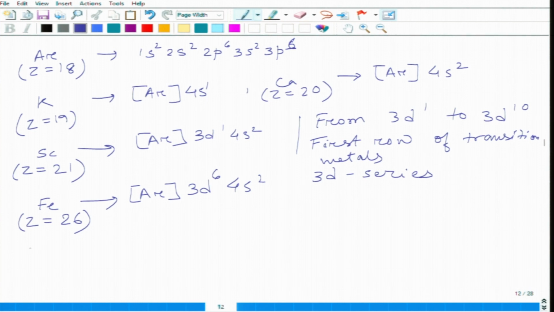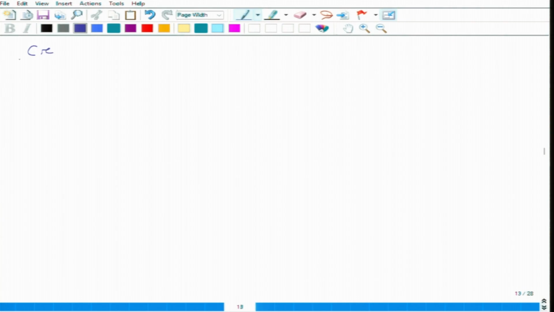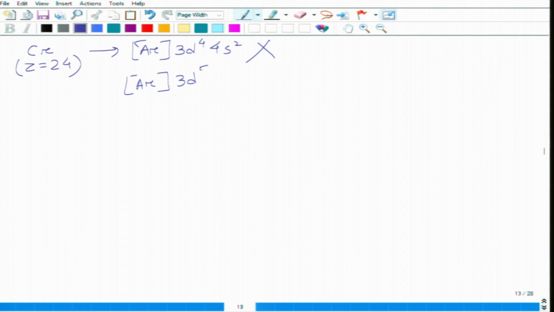But there are two exceptions. These are chromium and copper. Chromium has an atomic number of 24. According to that, the configuration should have been like this: argon 3d4 4s2. But this is wrong. The actual configuration is argon 3d5 4s1. Why?